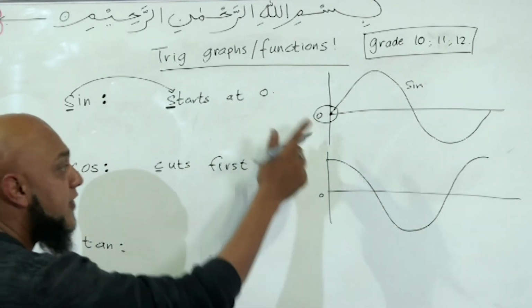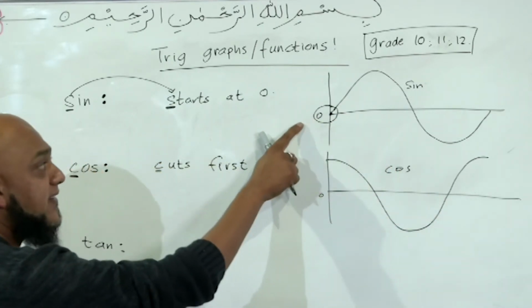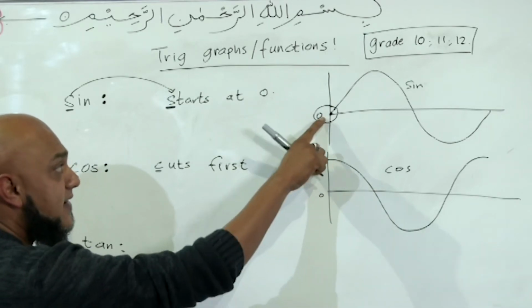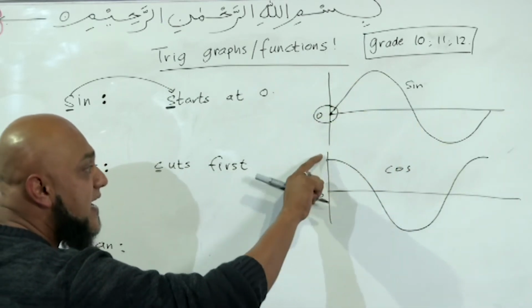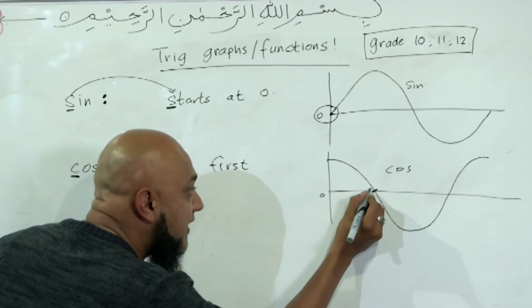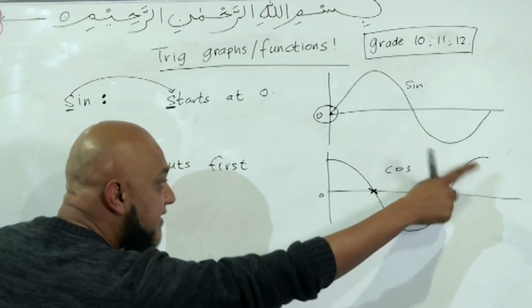So you can see the difference between the two graphs, guys. The first graph starts at 0, so that's a sine graph. The second graph starts from the height and it cuts first, so it's a cos graph.